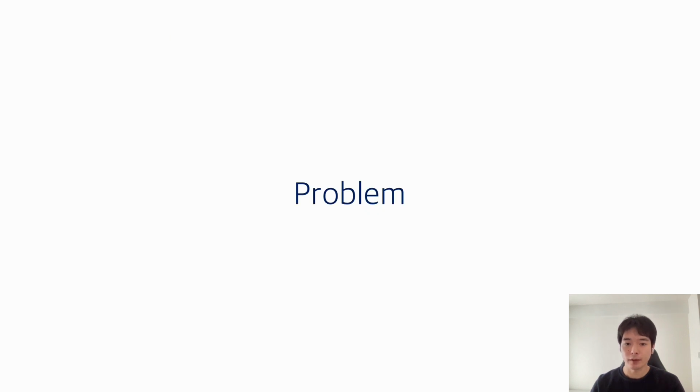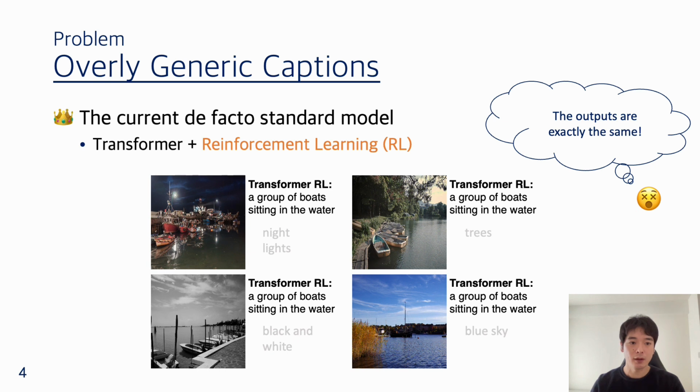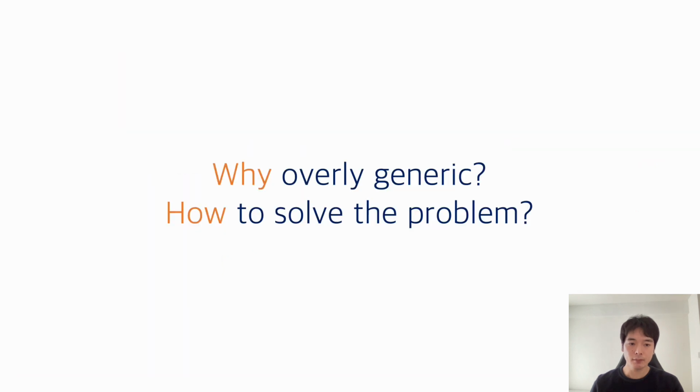And what is the problem in this task? We show the outputs of the current de facto standard model, which is a transformer-based model with reinforcement learning. And we observe that the outputs of the model are exactly the same for these images, ignoring the characteristic information. Given this problem, our research question is why the captions are so overly generic and how to solve the problem.